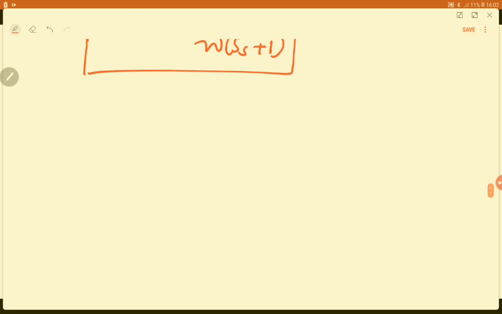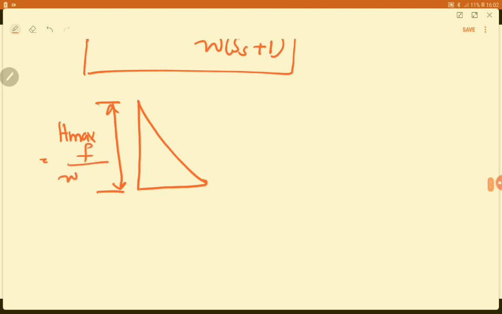So, how to draw a low dam profile? The elementary profile of the dam being a right angle triangle. If this height is H max, that is equal to F divided by W into (SS plus 1), in that case it is called a low dam. Now if I have a dam where the height is more than this, so this is a low rise dam.